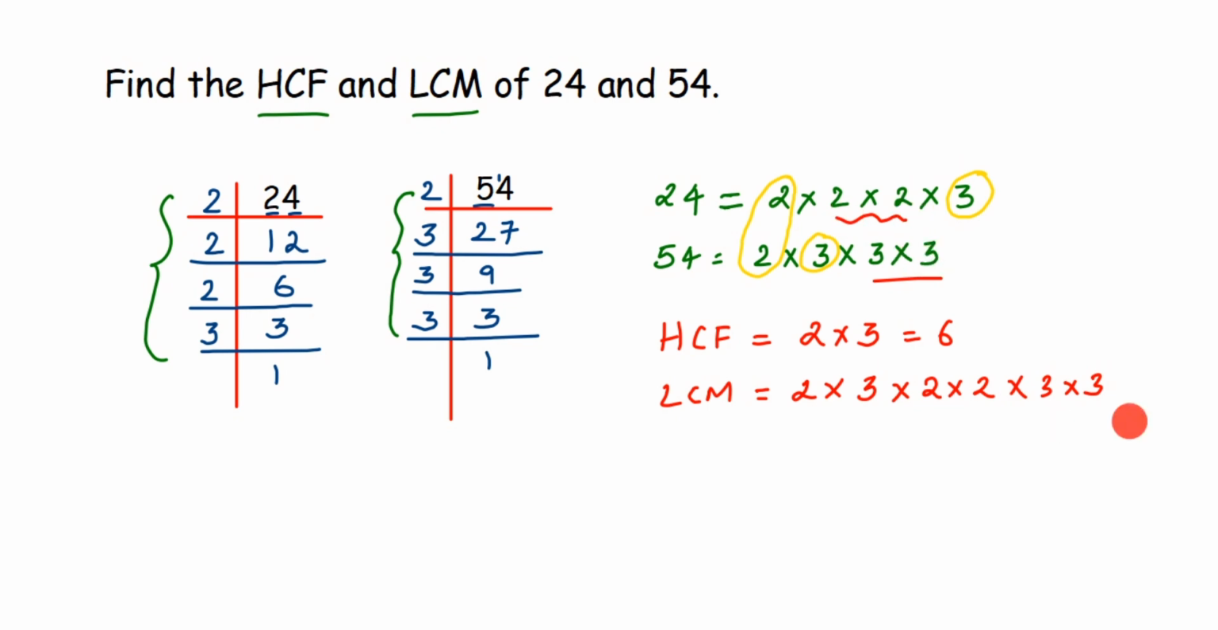Now we have to multiply. So 2 times 3 is 6, 2 times 2 is 4. I am multiplying in this way, but you can multiply however you want. And then 3 times 3 is 9. Now 6 times 4 is 24, and 24 times 9 is 216. So this means the LCM of 24 and 54 is 216.